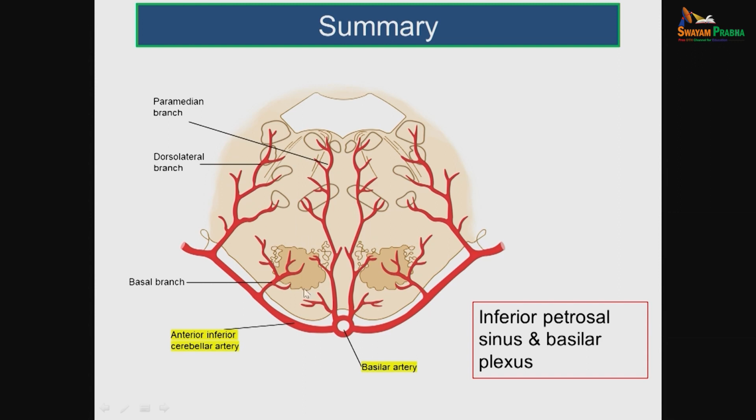And the pons is mainly supplied by the basilar artery and the anterior inferior cerebellar artery. Okay. So, this basilar artery gives the paramedian branches. This supplies the paramedian area, and the short circumferential branches supply the lateral area, that is where the corticospinal fibers are in the basilar part, and the long circumferential branches supply the lateral as well as the posterior part. And this anterior inferior cerebellar artery supplies the lower part of the pons. Okay, and the venous drainage goes to the inferior petrosal sinus and the basilar plexus.